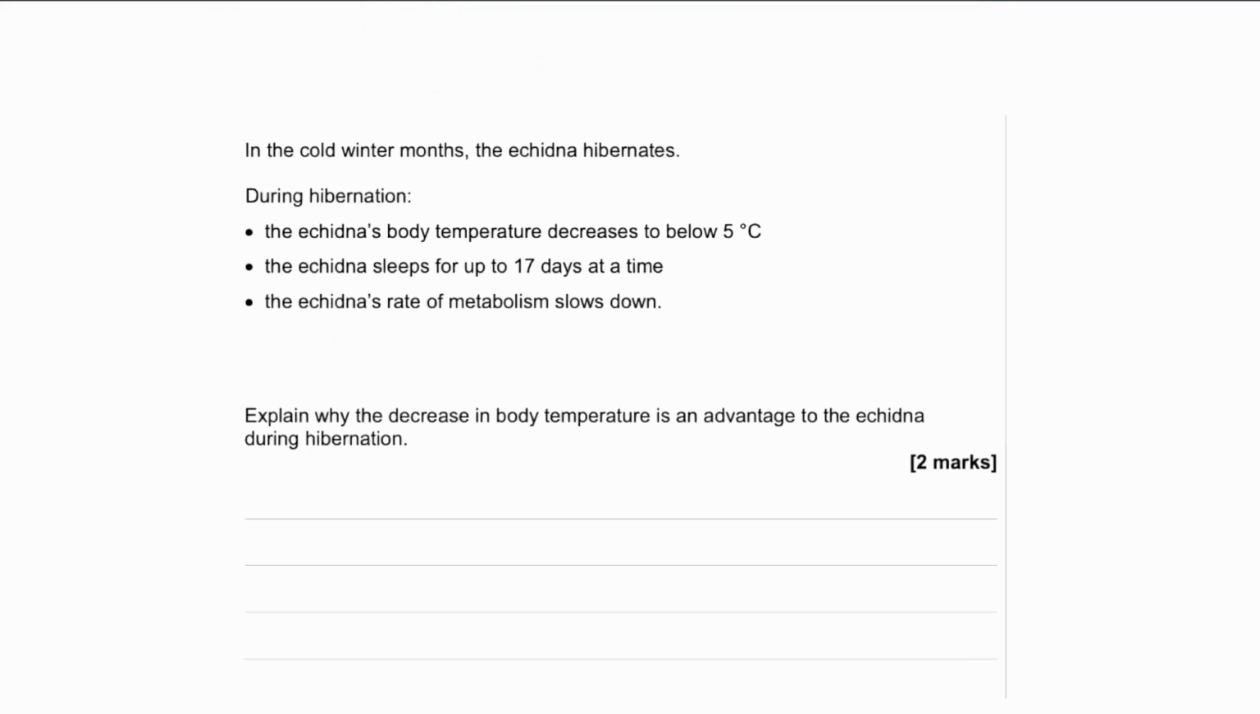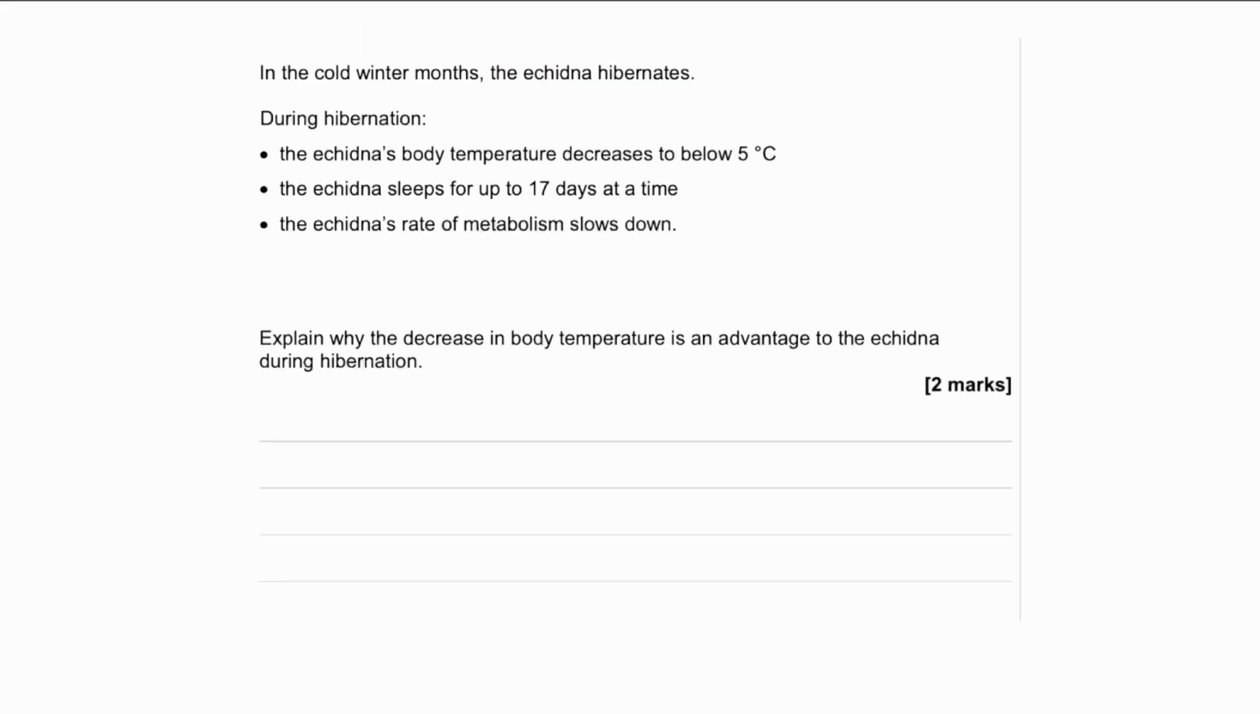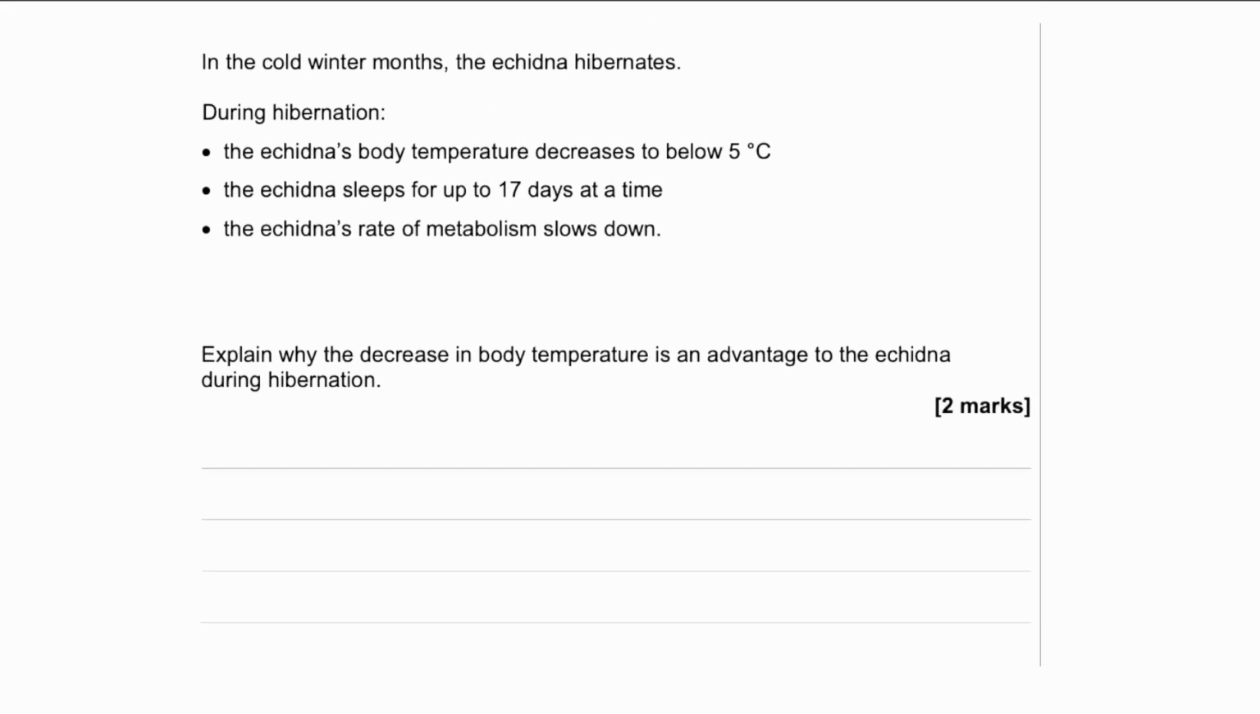Okay, next one then. In the cold winter months, the echidna, which is a creature we call the echidna, hibernates. During hibernation, the echidna's body temperature decreases to below 5 degrees Celsius, and the echidna sleeps for up to 17 days at a time. The echidna's rate of metabolism slows down. Explain why the decrease in body temperature is an advantage to the echidna during hibernation. So here we just want to think about why animals hibernate in the first place, and why the decrease in body temperature would help it to hibernate.